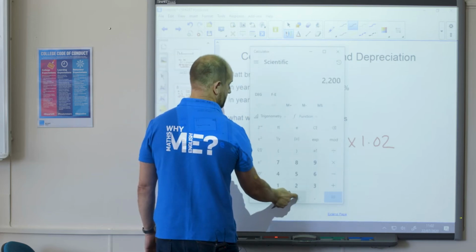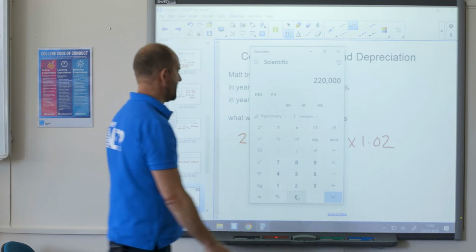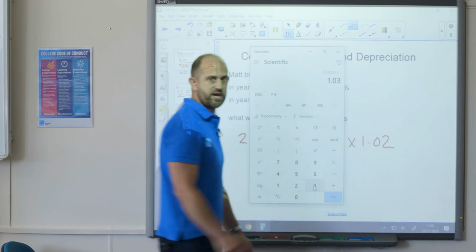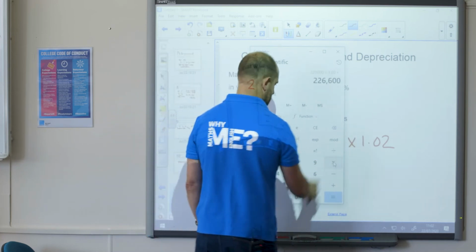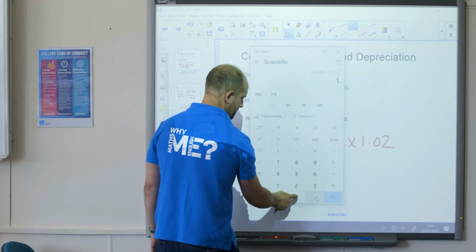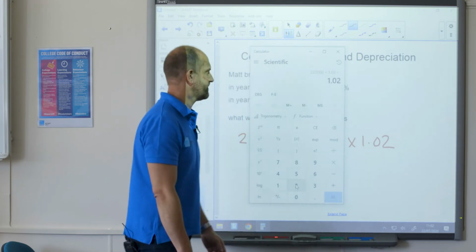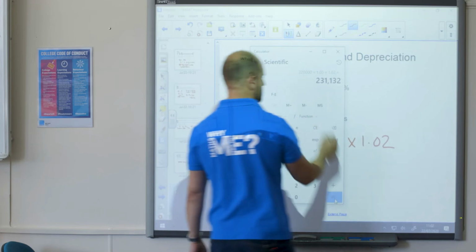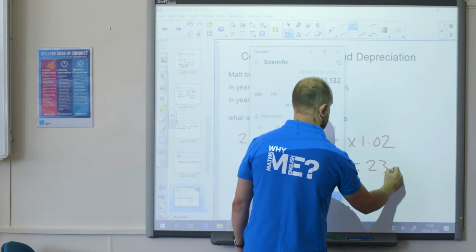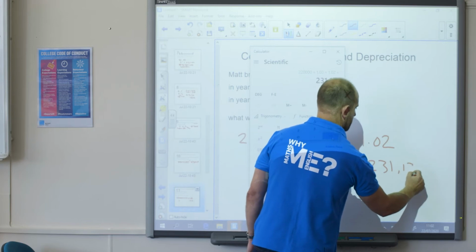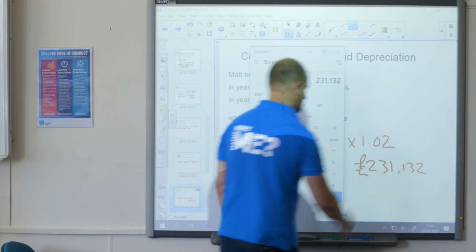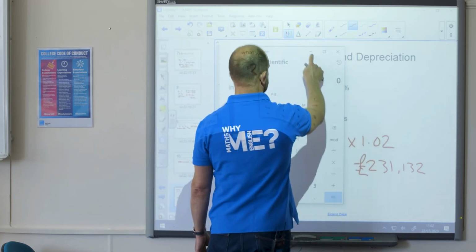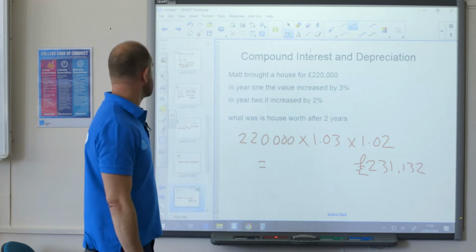So he bought his house for £220,000. I'm going to multiply it by the whole value of the house and the percentage increase for year 1, and then I'm going to multiply that by the new value of his house and the percentage increase for year 2. Okay, so at the end of 2 years, his house is now worth £231,132. So not too bad after 2 years. So that's compound interest and how that works.